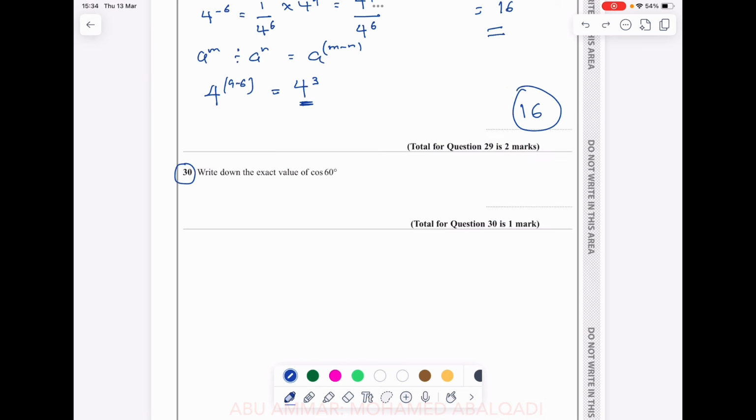Question 30 is our next question and is about trigonometry. And we are asked to write down the exact value of cos 60. We can only answer this question by memorizing the common trigonometry values. So the cos of 60 degrees is equal to a half. So the answer is a half.